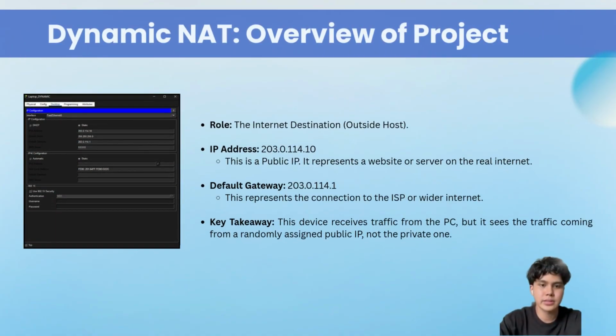Now let's look at the destination device. This is the configuration screen for laptop_dynamic, and it is acting as a web server or a site like Google, for example. Its current IP address is 203.0.114.10. This is a public IP address. This device does not know anything about our private 192.168 network, which the main device is on. So the key takeaway for this setup is when the PC sends a packet to this laptop, the laptop will receive it. But when it replies, it won't be replying to the private PC directly. It will be replying to the public IP that the router assigned from the pool. It effectively thinks that it's talking to the router and not the PC inside.